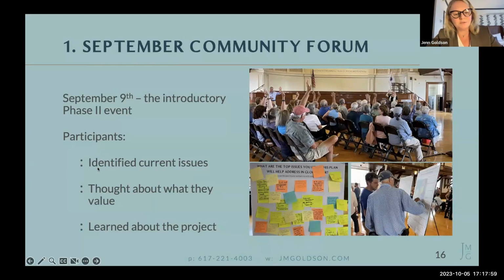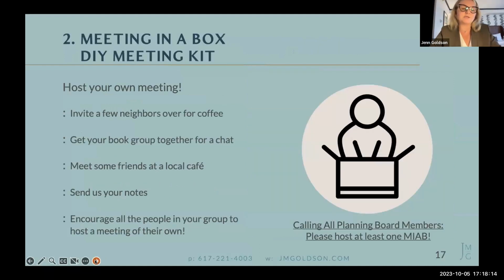And they were looking to identify current issues, think about what you value, tell us what are things you value about Gloucester, and then learn about the project as well. It was an opportunity for really the first time to just learn about what is this project and how can I be involved in it. So that's what I'm going to talk more about now.